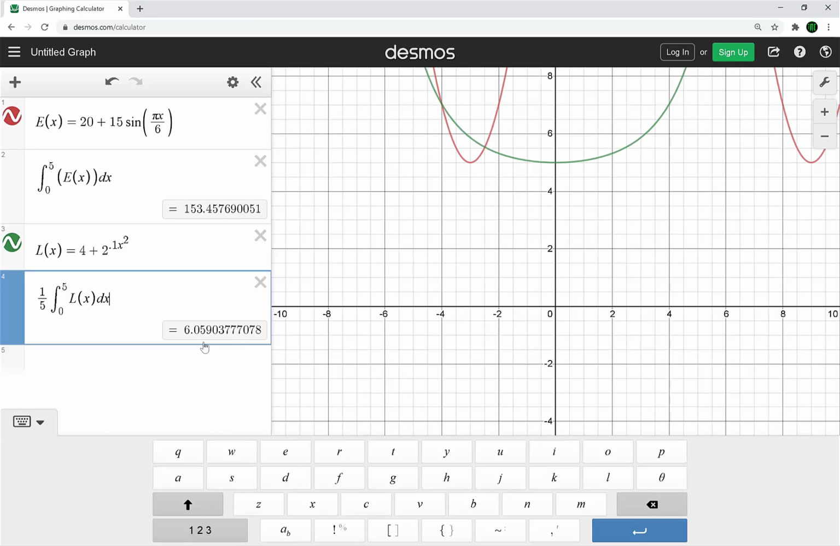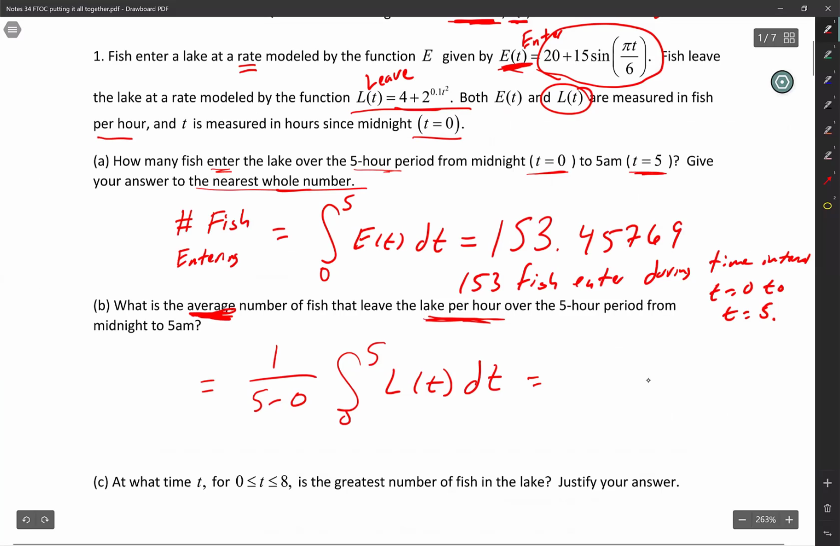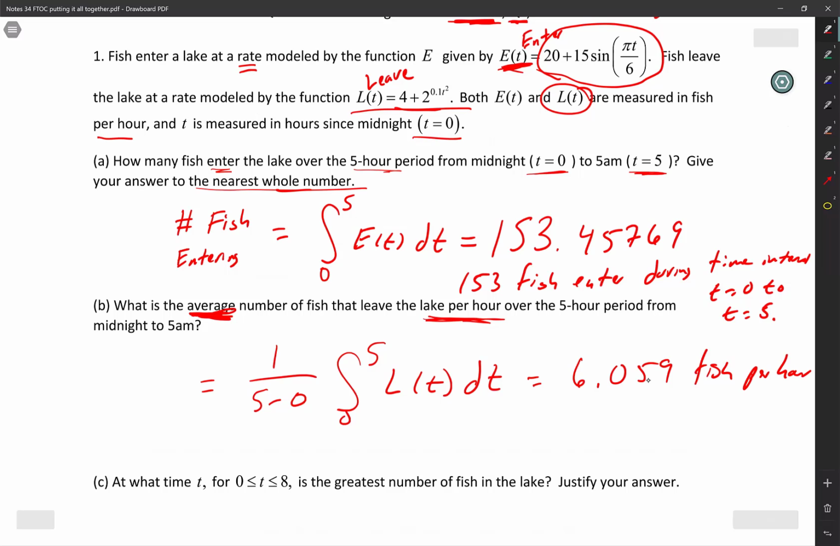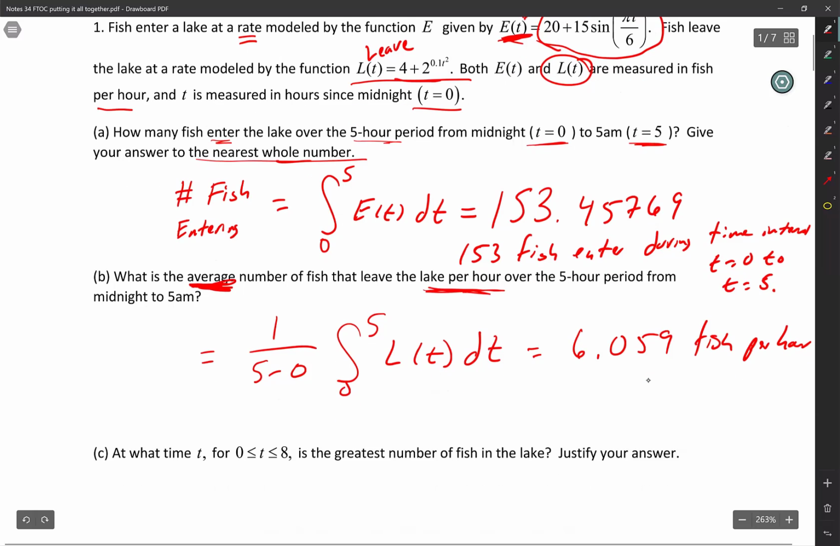And there it is. There's your average rate, 6.059. I do not know if they wanted it rounded. I don't think they did, or they didn't ask for a whole number. So this is your average rate. Put at least 3 digits after the decimal, or your thousandth place. So 6.059, and this is fish per hour. Leave the lake, fish per hour. All right, I think we're good.